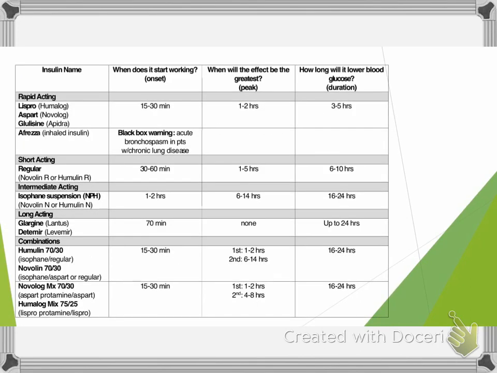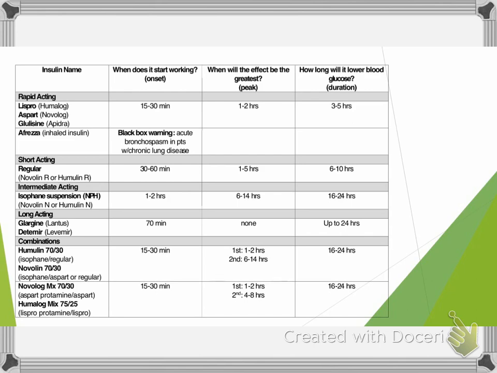So this chart is under your resources. It's called an insulin comparison chart. I want you to use this to study. These are the numbers that we're going to be using for action times, onset, peaks, and durations. So make sure you look at this, make sure you're studying this, because you absolutely need to know this.